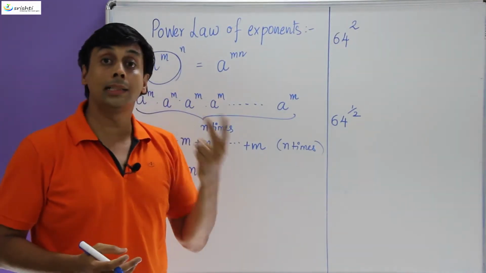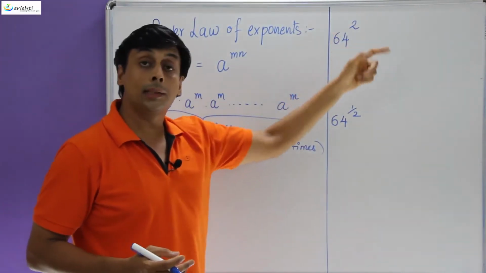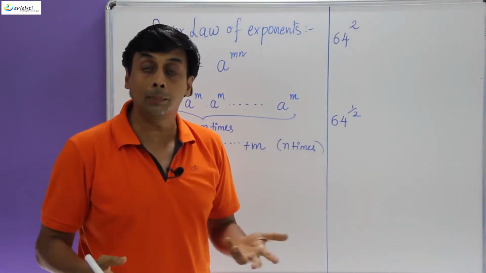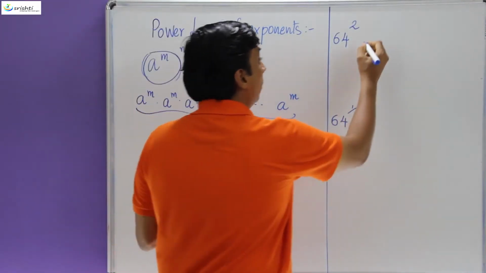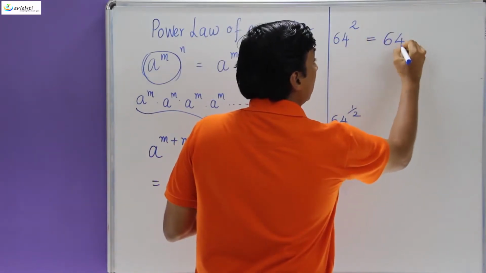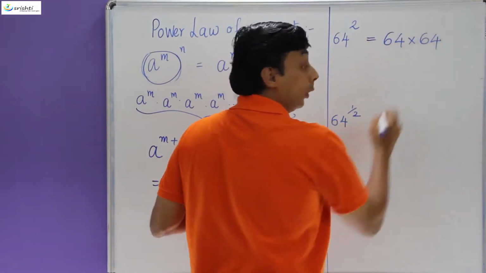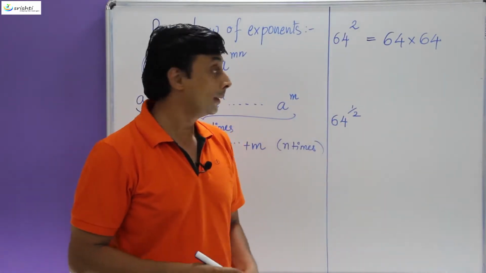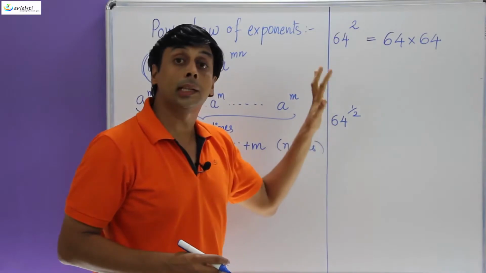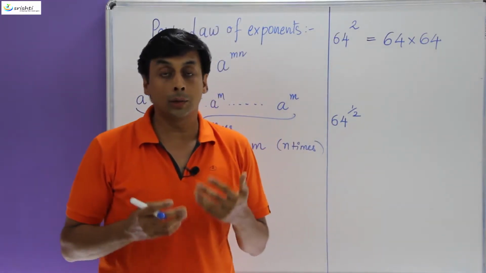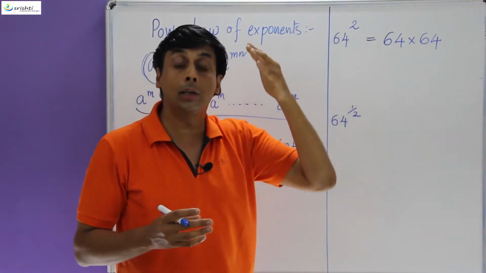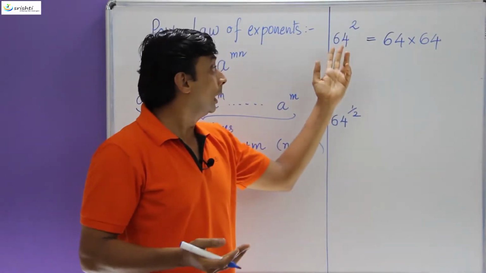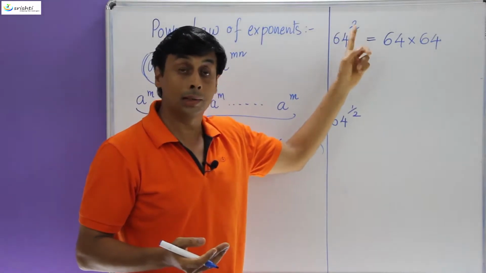Now let's understand the second concept. What is the meaning of 64 squared? 64 squared means you're trying to find the second power of 64. So it basically means you're trying to find 64 multiplied with 64. 64 multiplied with 64 is 4096. Now what would be the meaning of 64 raised to half? 64 squared basically meant you are multiplying one 64 with another 64. You are multiplying 64 two times.